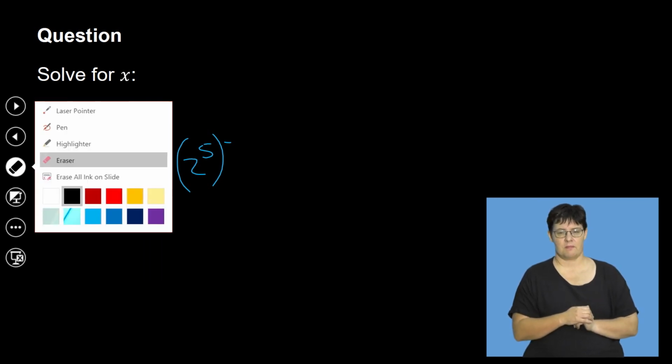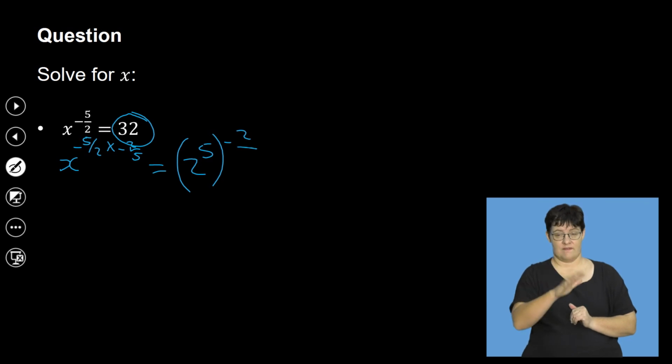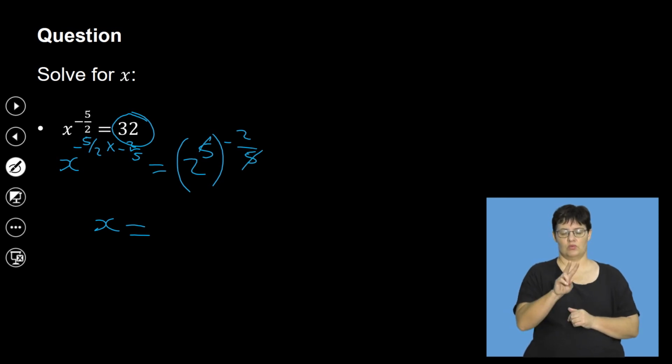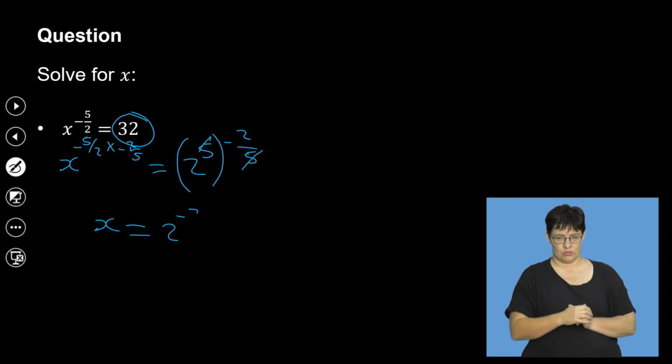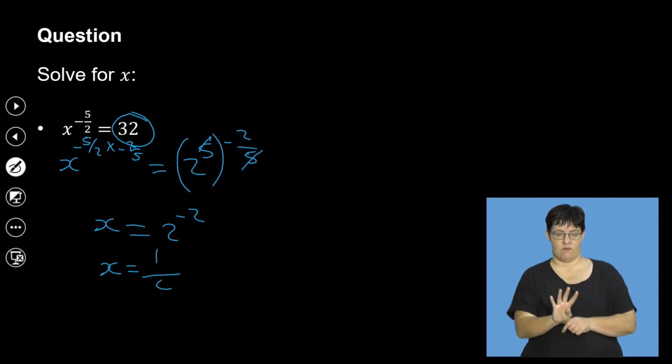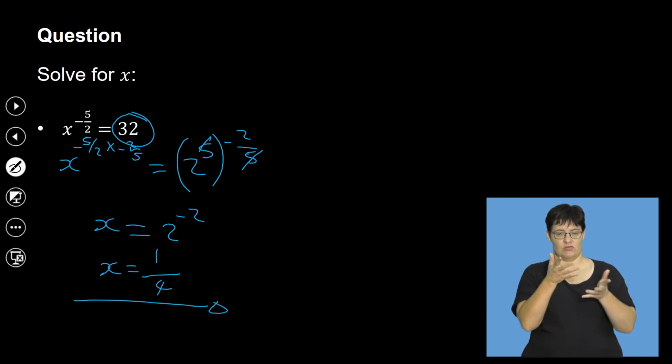Minus 2 over 5, and this will be x equals the 5 and the 5. I will be left with 2 to the exponent of minus 2, then x is equal to 1 over 4, and that will be my answer there.